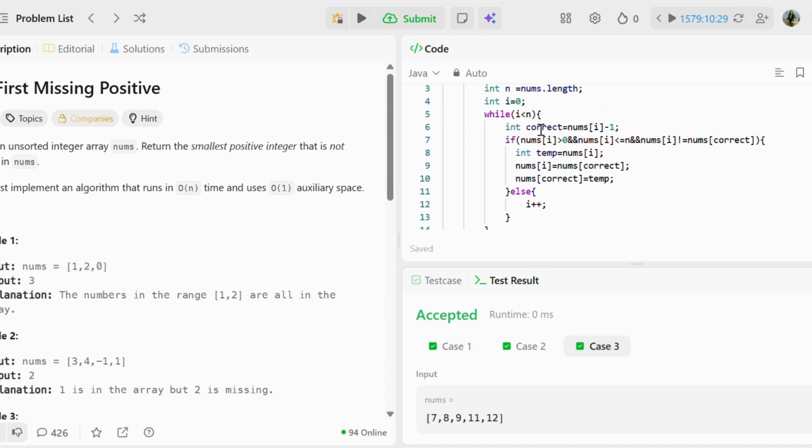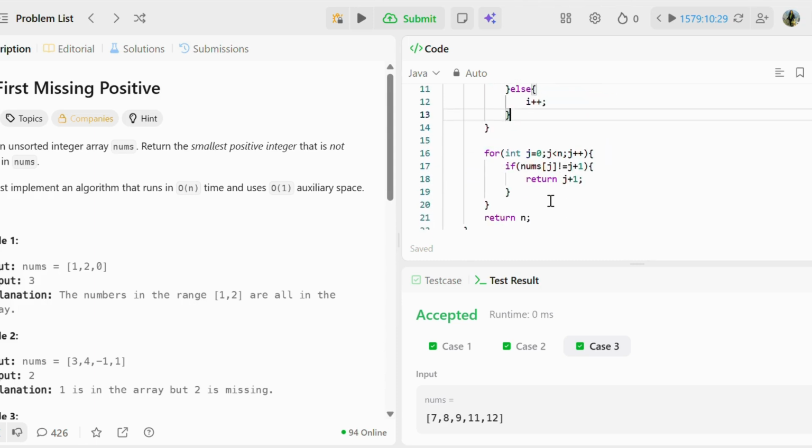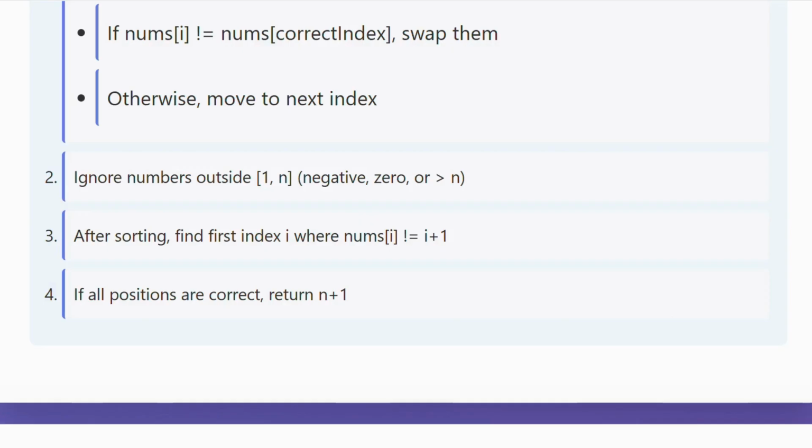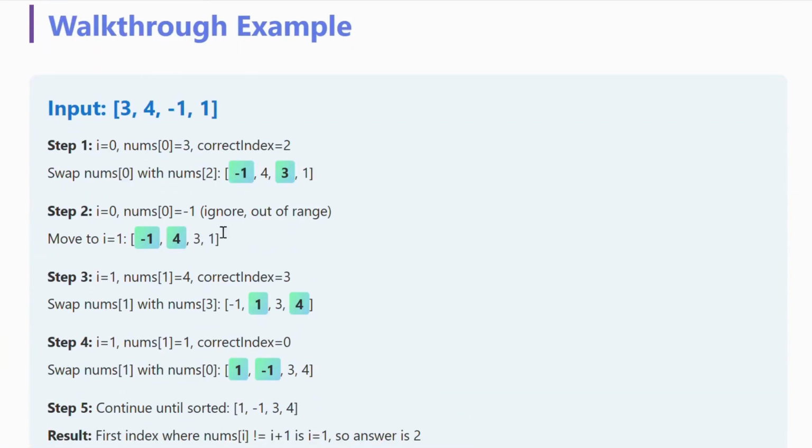So firstly, we calculated our correct index. Then we checked if the number is greater than 0 and less than or equal to n. And if it is not already at its correct index, then we swap. Otherwise, we just increase. And at the end, whichever number is first found not at its correct index, that will be our answer, right? Yeah, so this is the whole solution. We have already done this step by step.